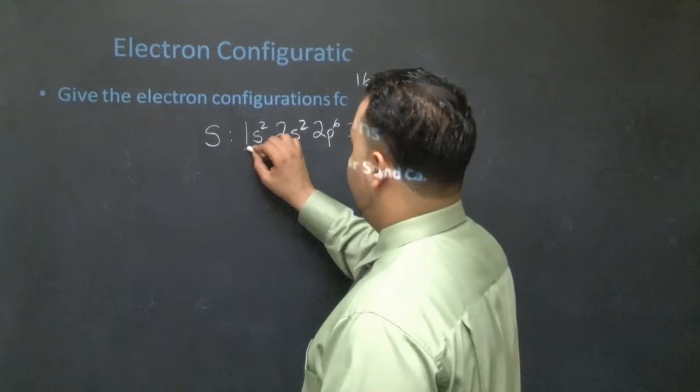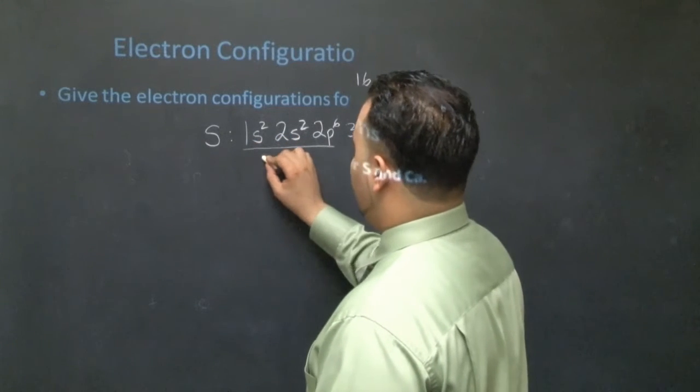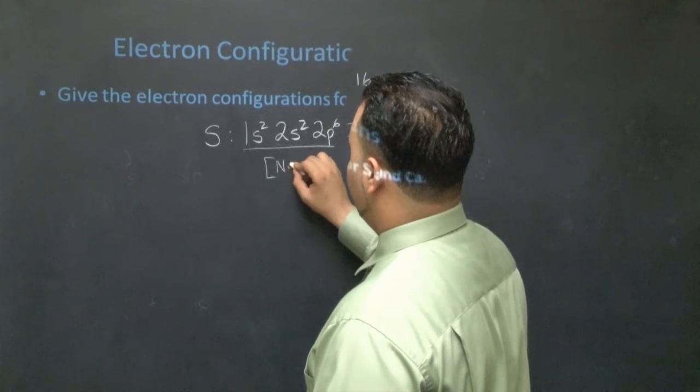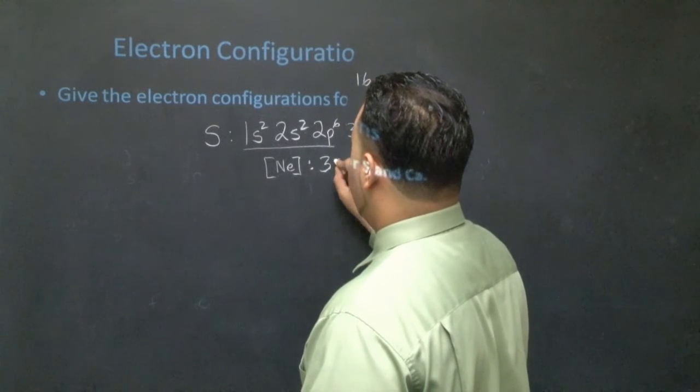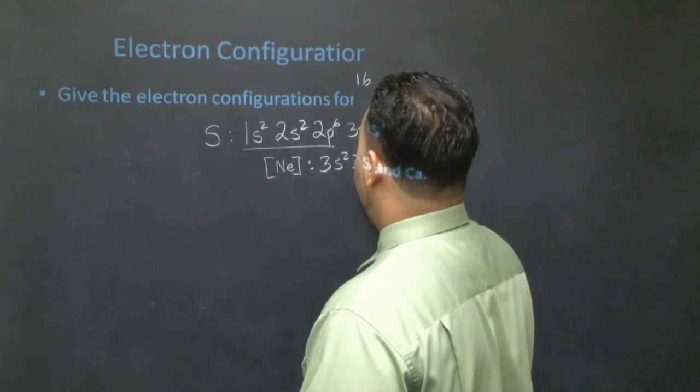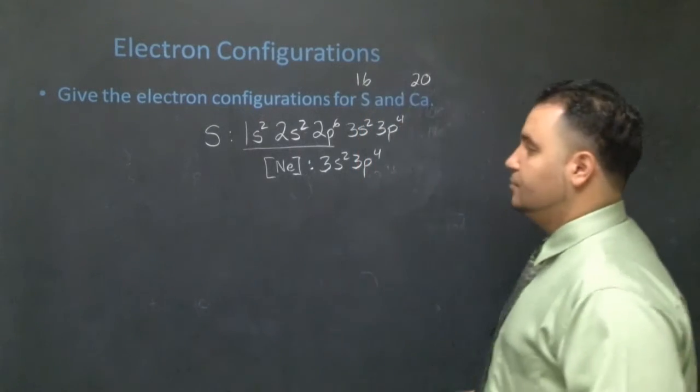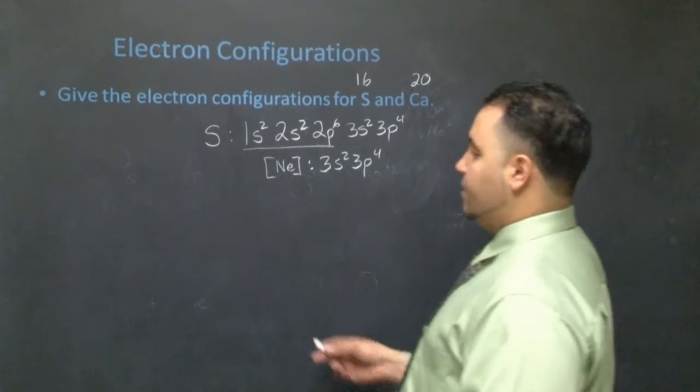Okay, great. Now, you could do this another way. This whole thing here stands for neon. Neon has that electron configuration. And so if you want to do the shortcut, you could just write neon 3s2, 3p4. That looks nice.